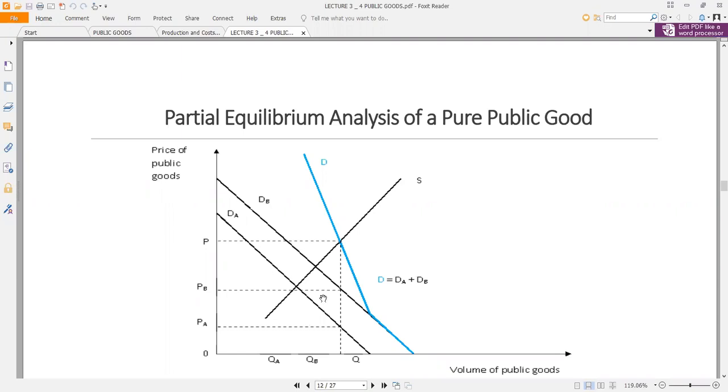So if you look at the diagram here, we are all enjoying the same quantities. We still have these two individuals, individual A and individual B. This is the demand curve for A. This is the demand curve for B.